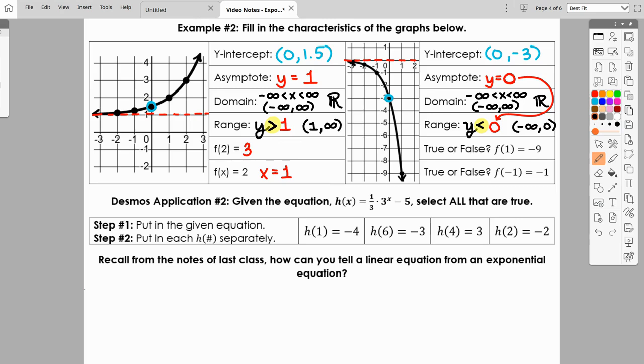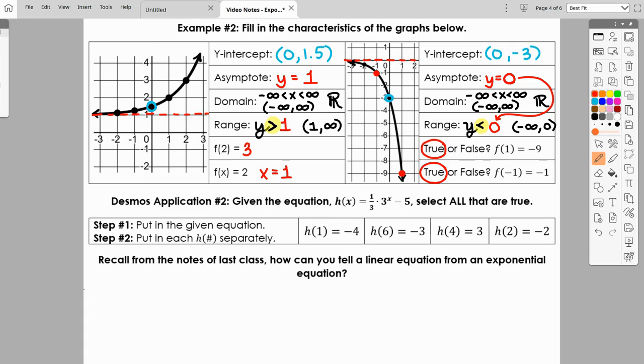True or false? F of 1 is negative 9. Well, when my x value is 1, my y value is indeed negative 9. Talking about this point right here that I bolded, so that's true. When my x value is negative 1, my y value is also negative 1 as well. That's again a true statement where your x and your y match up here. Writing that point in function notation.